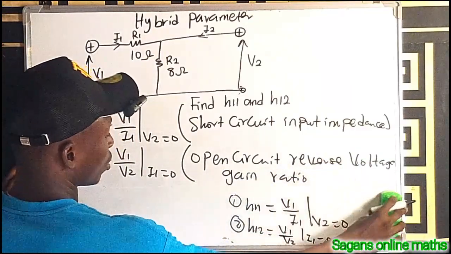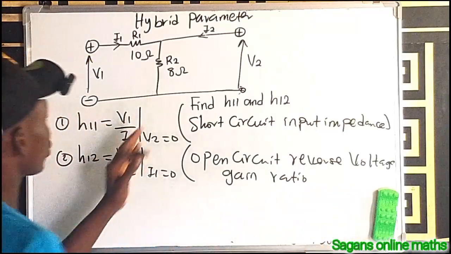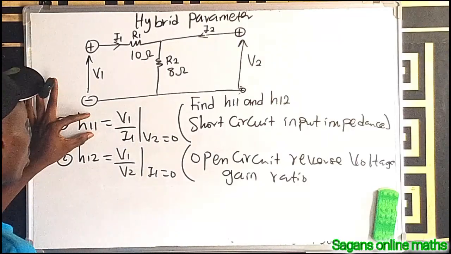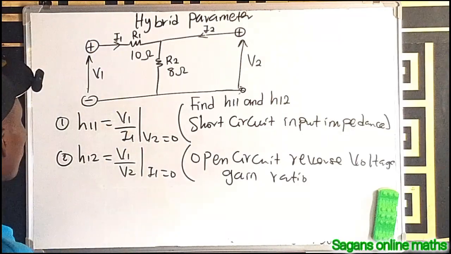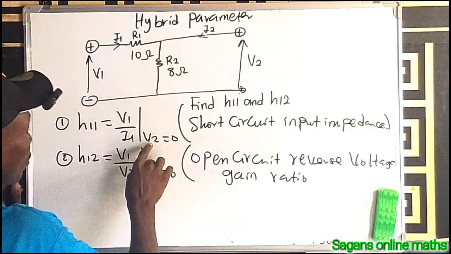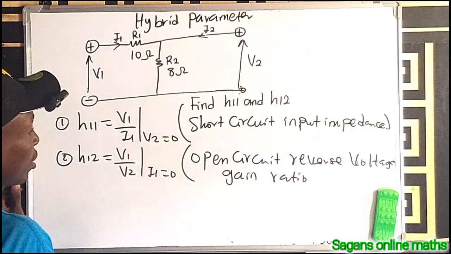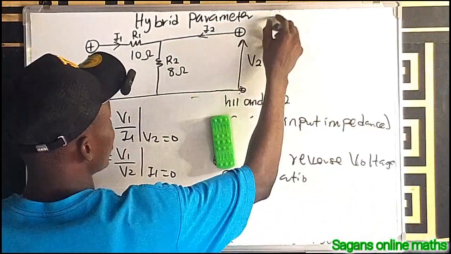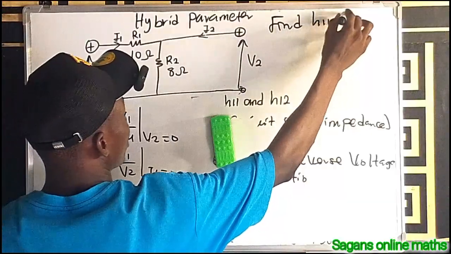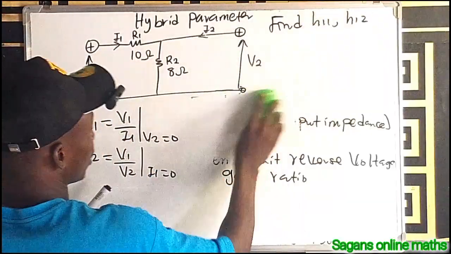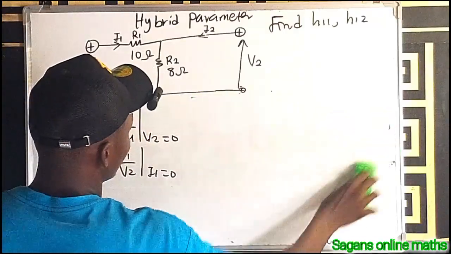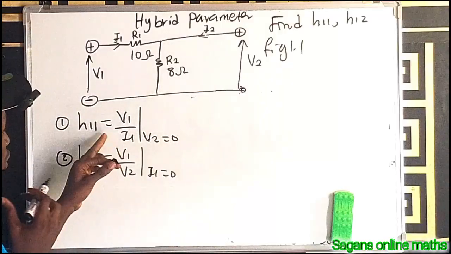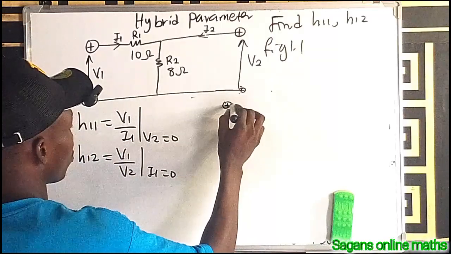Now that we have determined this, we can solve this question. Our h₁₁ is purely resistance, purely impedance in this circuit. So what are we going to do to find this? Remember that I said V2 is 0, so we have to draw the circuit back. Let me find h₁₁ and h₁₂. If this is figure 1.1, let's draw another figure to solve for this.